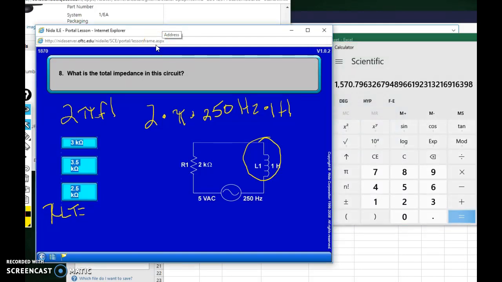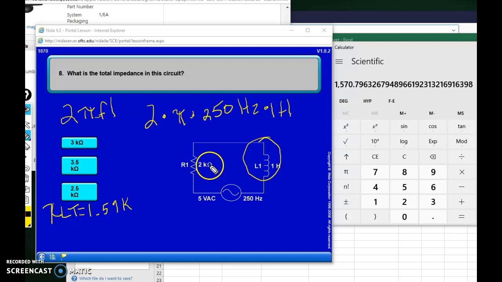I'm just going to call it 1.57K. Now we know our total resistance. It's easy, there's only one. If there are more than one, we just have to add them. So R total is equal to 2K. Both of these are ohms.